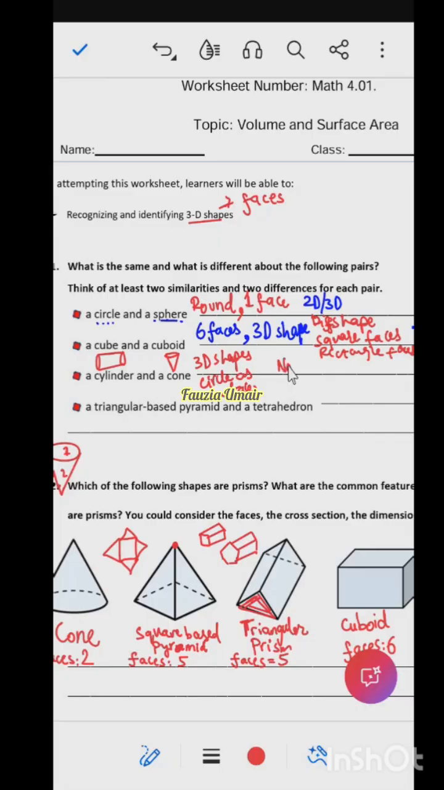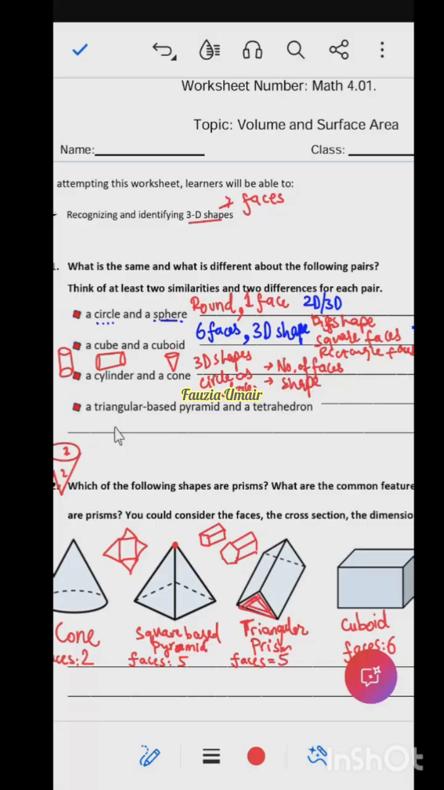नंबर ऑफ फेसेस आर डिफरेंट. कोन के कितने फेसेस हैं? 2. और सिलेंडर के कितने फेसेस हैं? सिलेंडर के 3 फेसेस हैं. सिलेंडर is just like the tin. जो कोक का टिन होता है ना, that is a cylinder. ठीक है. There is a circle on the top, circle on the bottom, and there is a sheet in the side, rectangular sheet. तो 3 फेसेस हैं. ठीक है. That is the difference. Number of faces are different. So then what else can be different? Shape is different, just like you said in the previous one.